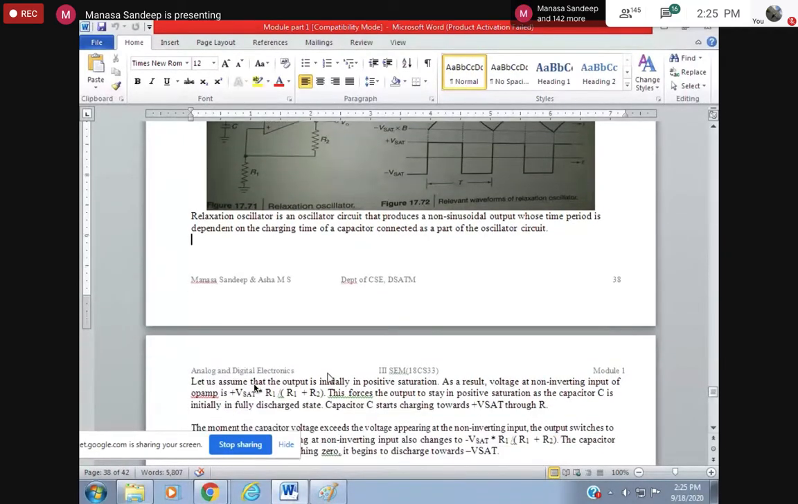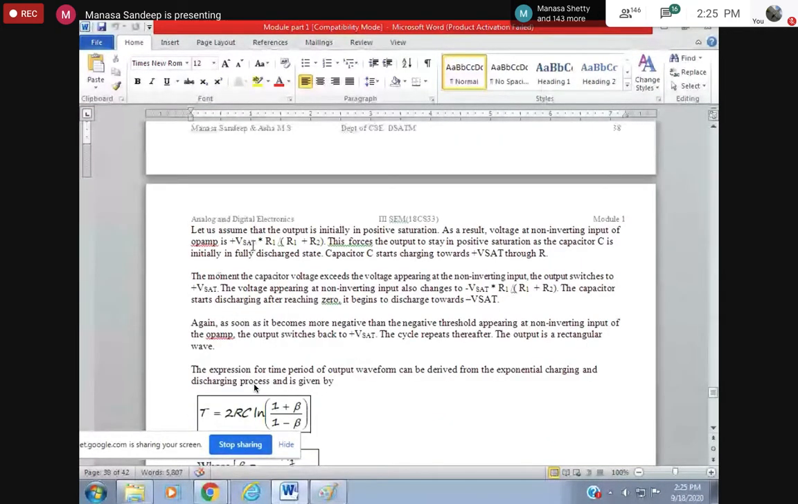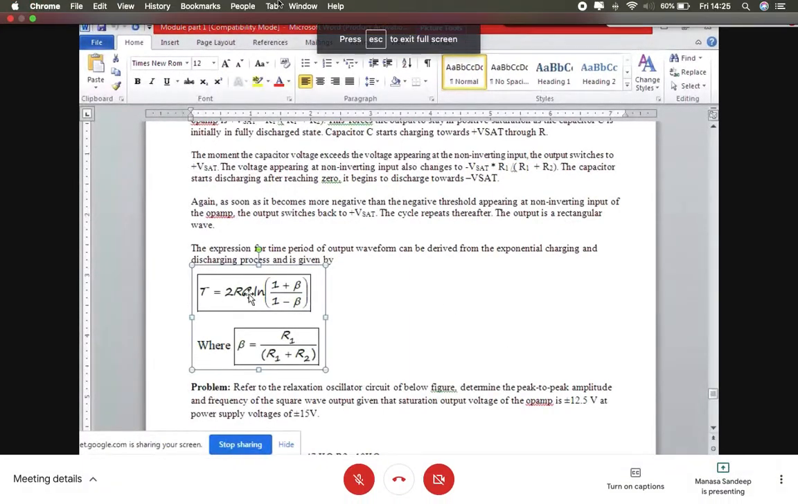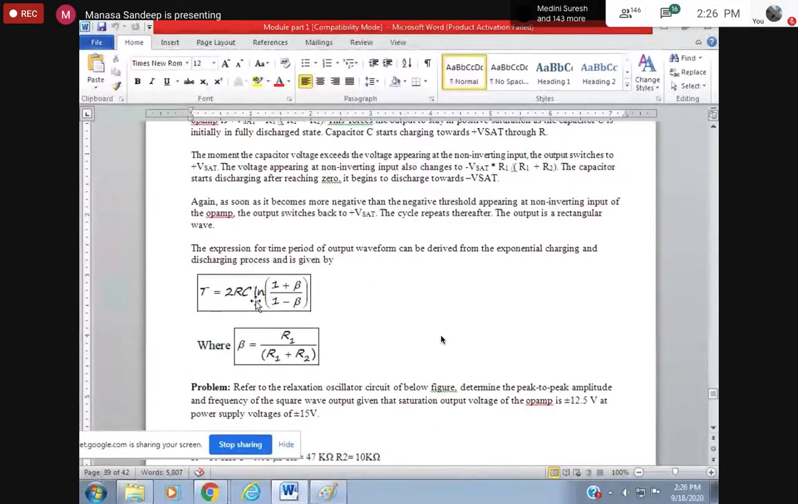Fine. Here you can see plus V saturation, and here the reference voltage for minus V saturation. So the total time period is the sum of those two. The formula is T is equal to 2RC natural logarithm of 1 plus beta divided by 1 minus beta.